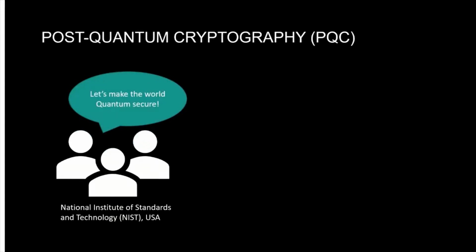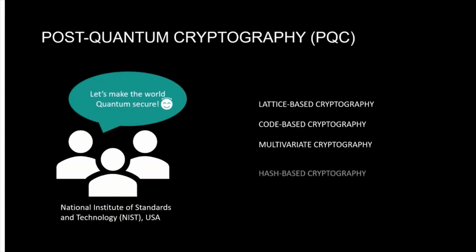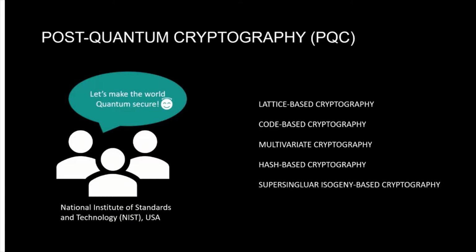So it was the need of the hour for mathematicians, cryptographers, and scientists from all over the world, as well as from the cybersecurity community, to come together in order to create a framework for post-quantum cryptography. So people at NIST, the National Institute of Standards and Technology in the USA, came together in order to create a framework for a quantum secure future, which is mainly based on assumptions like lattice-based, code-based, multivariate-based, hash-based, and supersingular isogeny-based. Right now, we will discuss only the lattice-based, which is one of the leading assumptions for post-quantum cryptography.